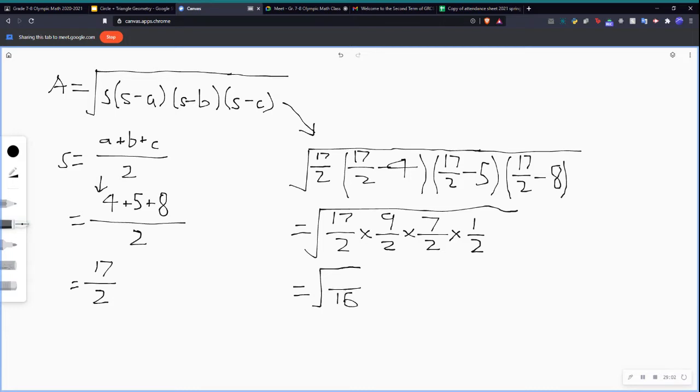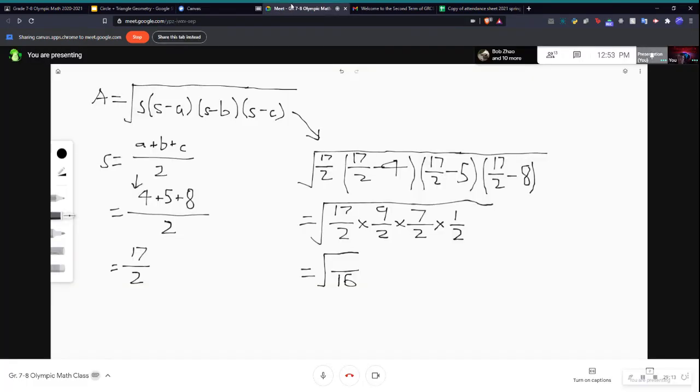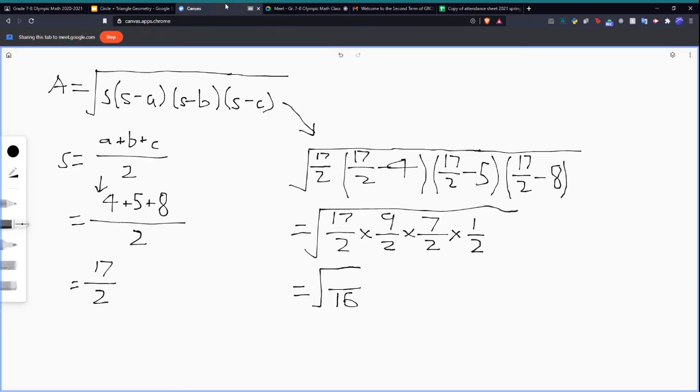So it should be something over 16. I'm not sure what this is equal to. Does anyone know what this is equal to? So 17 times 9 times 7 times 1. Does anyone know what that is equal to? Like if you have a calculator on your side. Or if you can do it in your head, it's also pretty impressive. Yep. I'll calculate it myself using my own calculator.